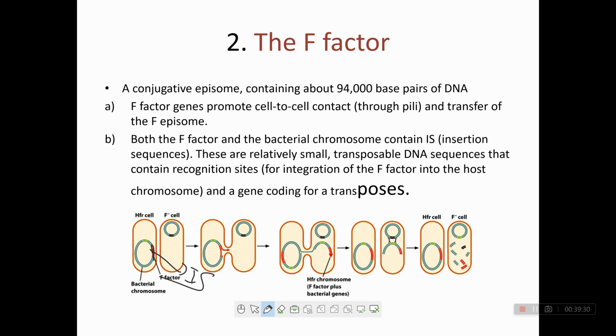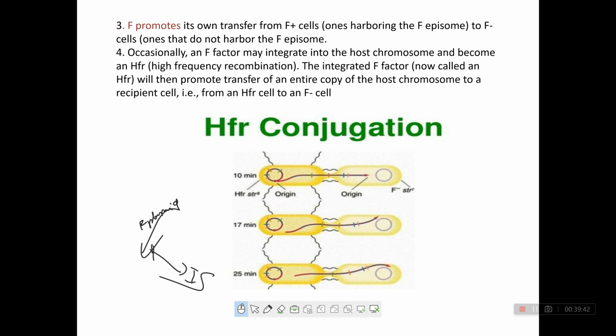What is an HFR? When the F plasmid combines with bacterial DNA, that is known as an HFR. Okay? Clear? Third, F promotes its own transfer from F plus to F minus. Already I told you, occasionally the F factor may integrate into a host chromosome and become an HFR. When the F plasmid is integrated with the host chromosome, that is known as HFR, high frequency recombination. Right? Clear?